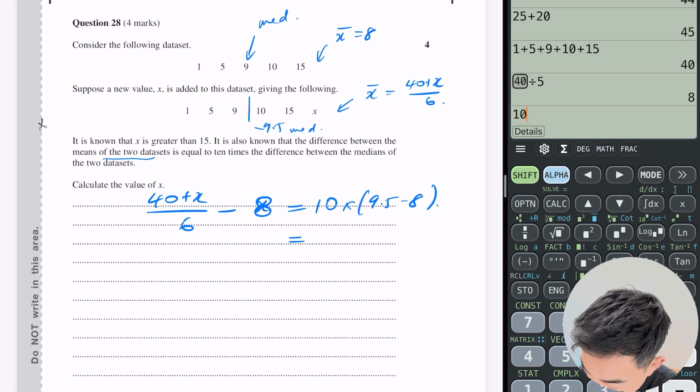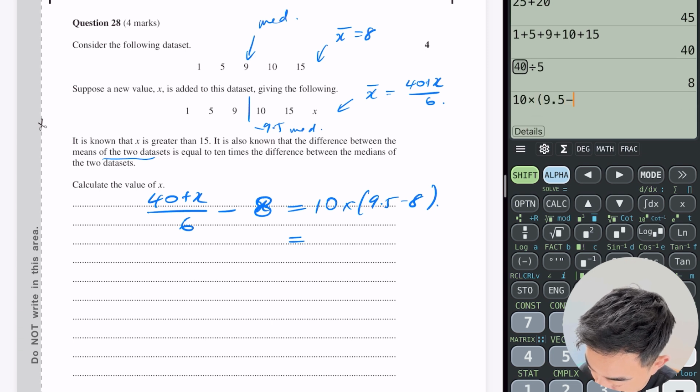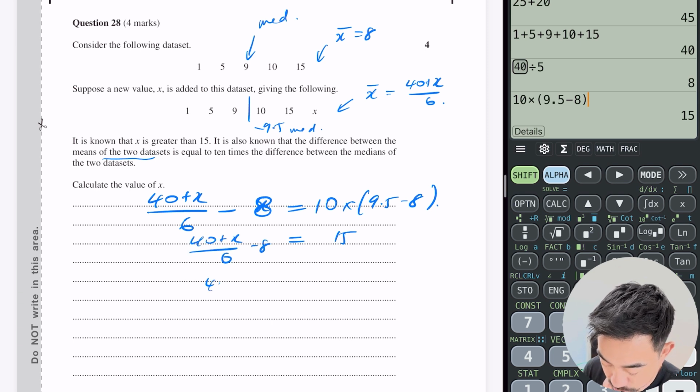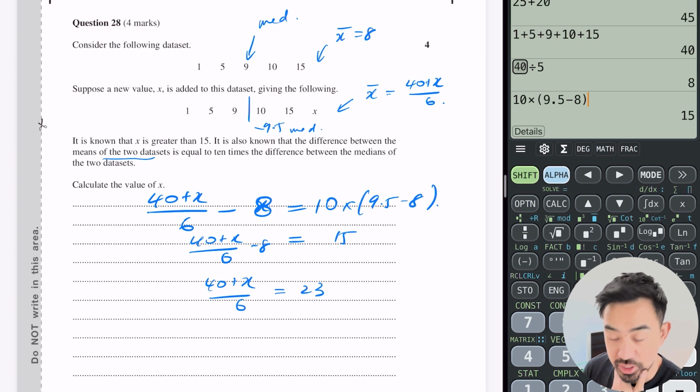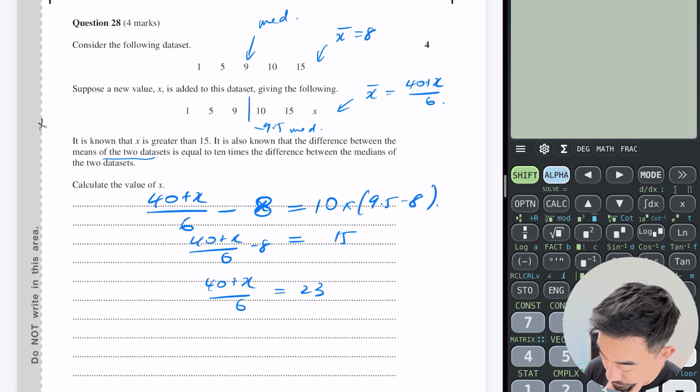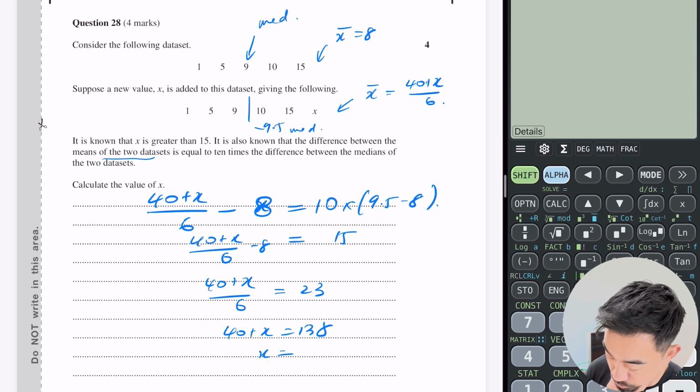So 10 times 9.5 minus 8 is 15. So 15 on the right hand side. 40 plus x over 6 minus 8. Plus 8 to both sides. That's 23. We'll move the 6 to the other side by multiplying that. 23 times 6, that's 138. So 40 plus x equals 138. Minus 40 from both sides.